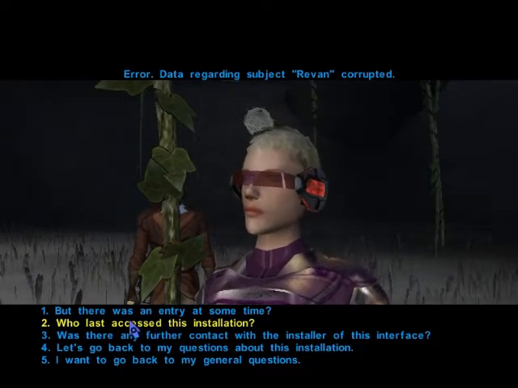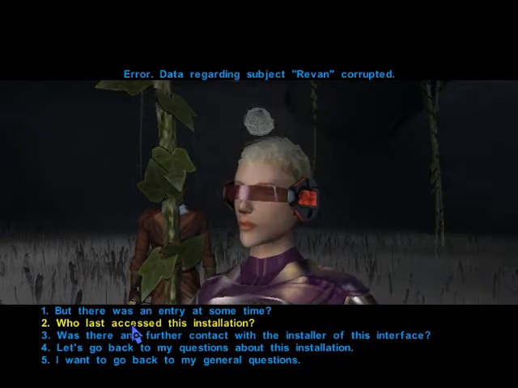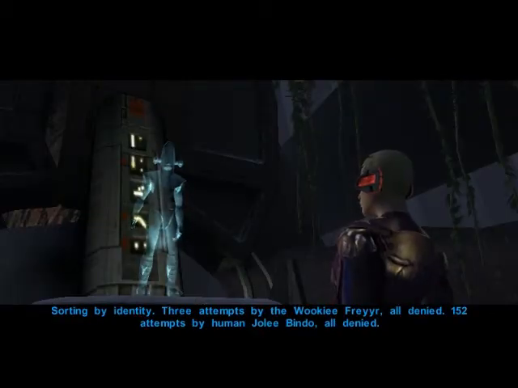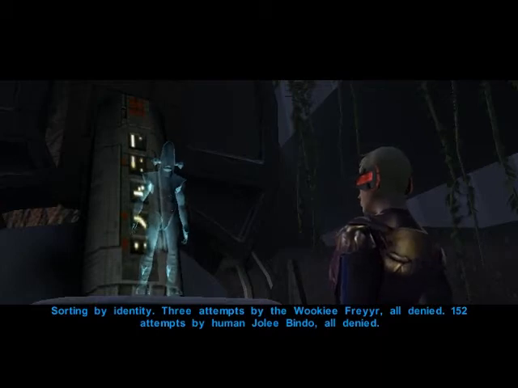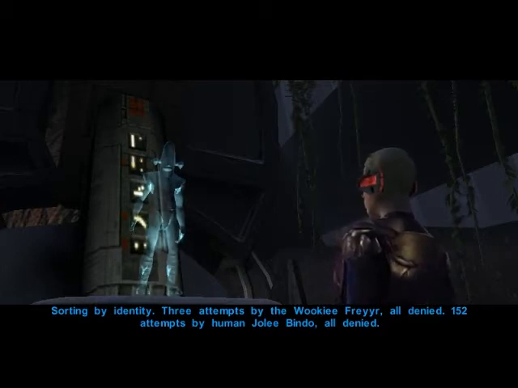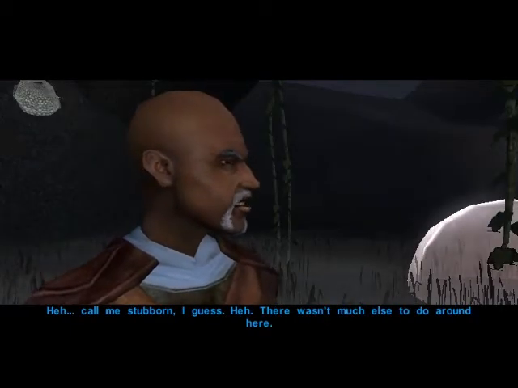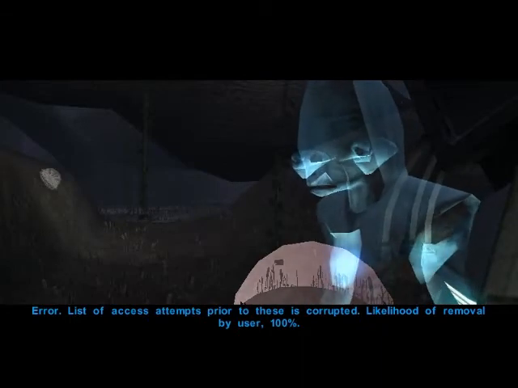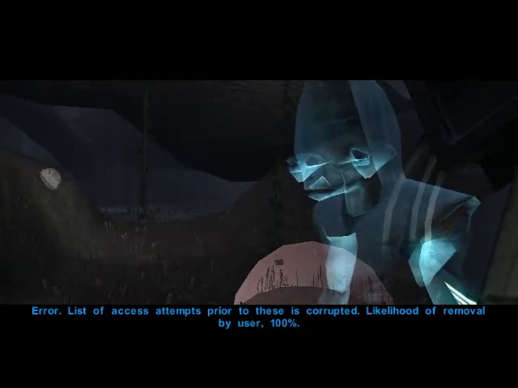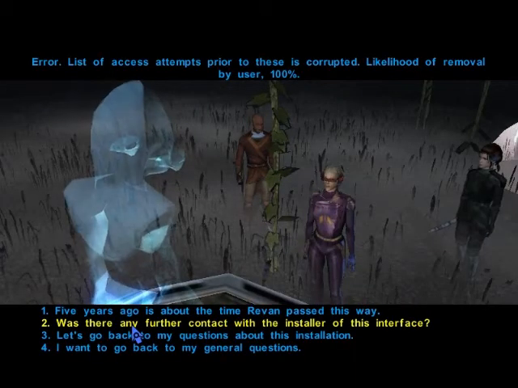Ah, interesting. Who last accessed this installation? Sorting by identity. 3 attempts by the Wookiee Freyer, all denied. 152 attempts by human Jolie Bindo, all denied. Call me stubborn, I guess. There wasn't much else to do around here. Error. List of access attempts prior to these is corrupted. Likelihood of removal by user, 100%. Huh.